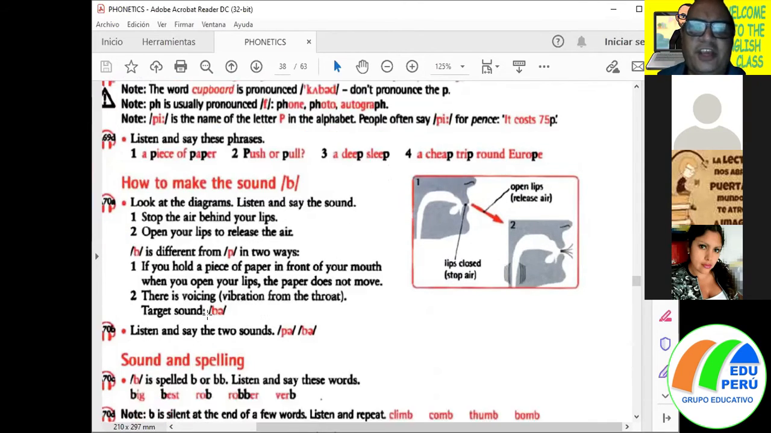The second sound you have here is the sound B. Notice, it is produced in the same place of articulation. You're going to use your lips, but now you have to make your vocal folds vibrate. So, ba, ba, ba. What's the difference between these two sounds, the sound pa and the sound ba? There's just a little difference.